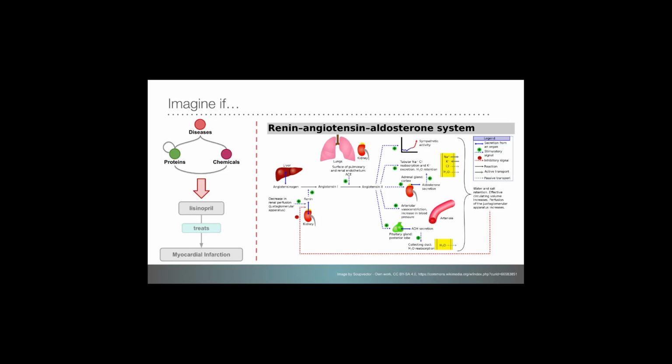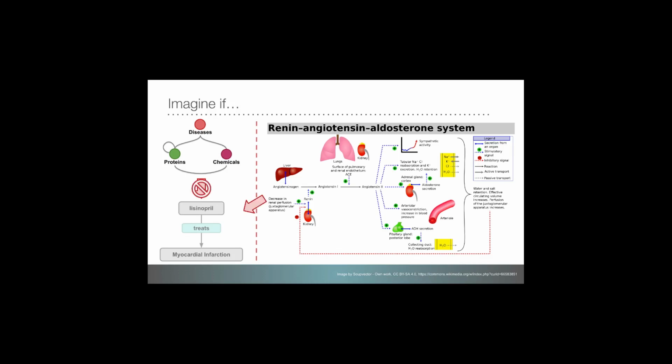Lisinopril is an ACE inhibitor, which targets the renin-angiotensin-aldosterone system. It turns out that lisinopril treats myocardial infarction by lowering blood pressure via the reduction of peripheral vascular resistance. But there's also other ACE inhibitors which work off related molecular mechanisms, and they've been shown to cause adverse events like acute kidney injury and cardiac arrhythmia.